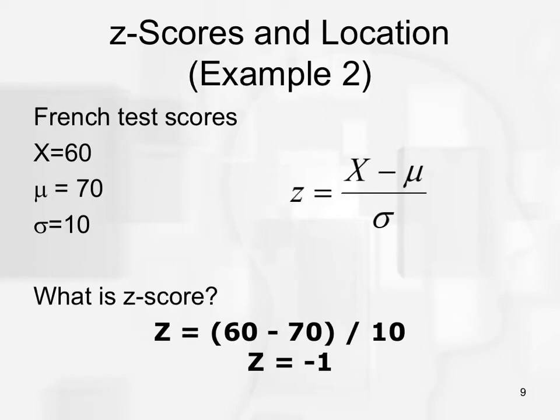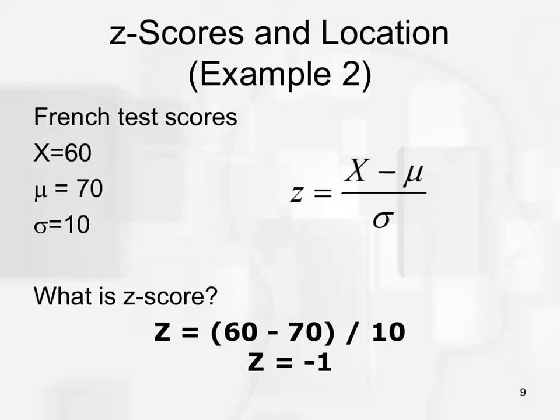For the French test, we're going to go ahead and use the same equation. So we have z equals x minus mu over the standard deviation, and we're going to give you a couple of seconds to go ahead and write that down. And once you've written down that equation, now we're going to go ahead and substitute. So for x here, we have 60, and for the mean, we have 70.